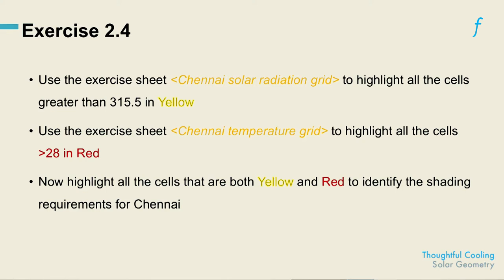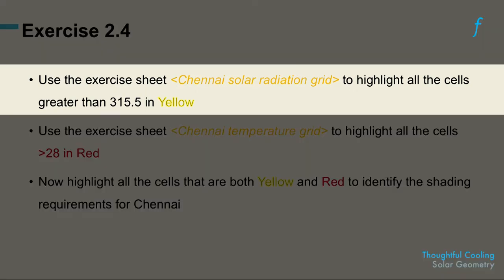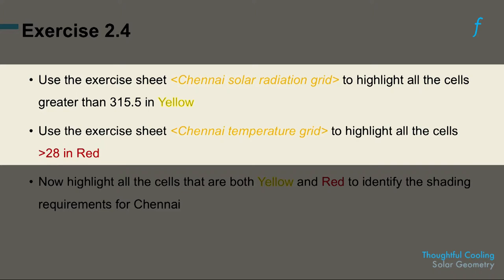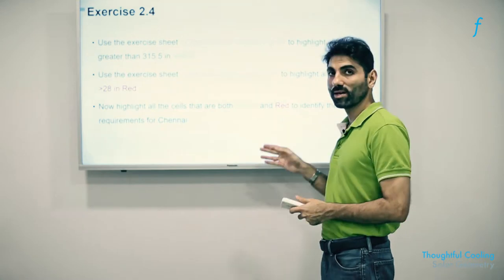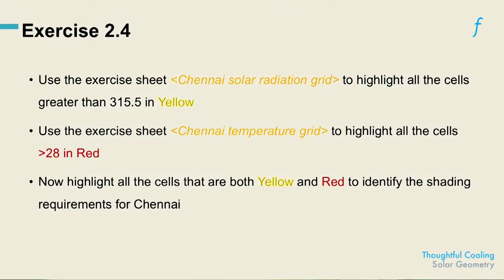We're now going to take you through an exercise for the city of Chennai, using its solar radiation grid. We will look at that in a second. We will highlight all cells where the solar radiation is above 315.5 watt hours per meter square, and also simultaneously look at all times of the year where the temperature is above 28. That's when you have the compounded effect of high air temperature and high radiation. That double whammy is what we want to guard against, and we will need shading devices for those times. So let's see how one could proceed with this.